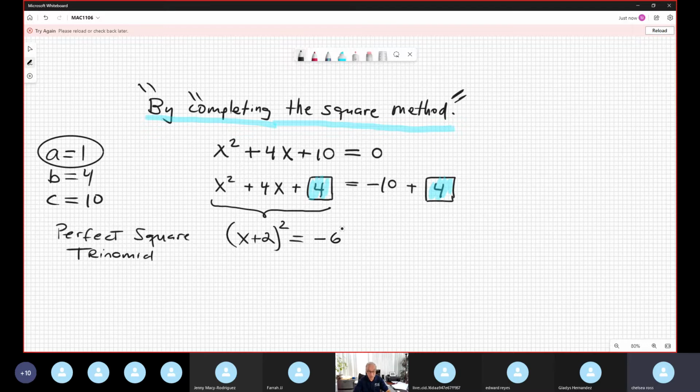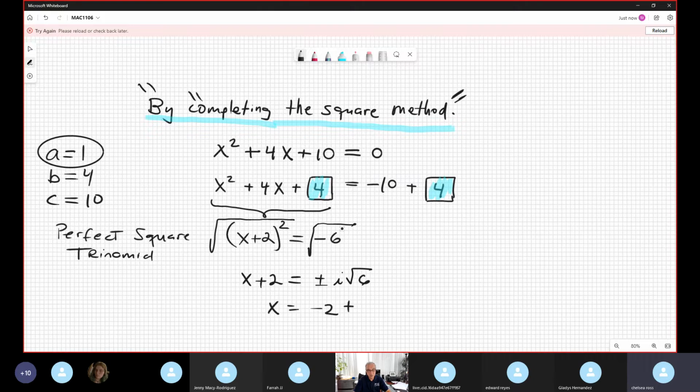You apply now, you finish always with the square root method. x plus 2, without the square, and it's plus and minus. Unfortunately, for 6 there is no possible simplification, so leave it like that. It's i radical 6. Now x is equal to minus 2 plus or minus i radical 6. This is the answer.